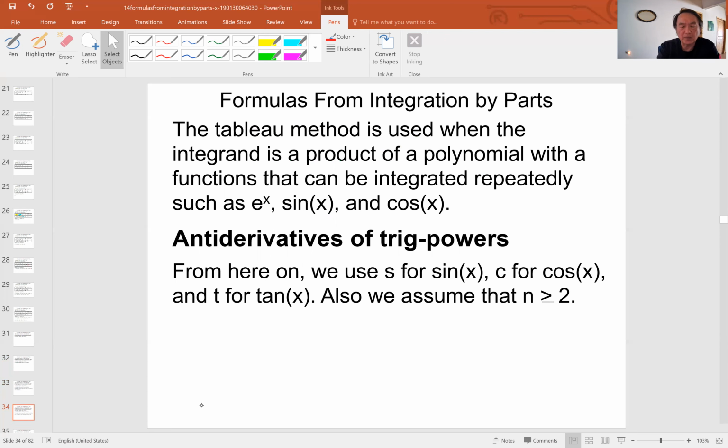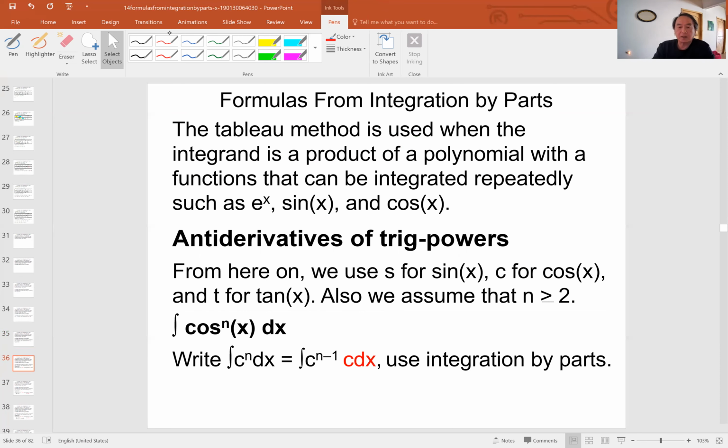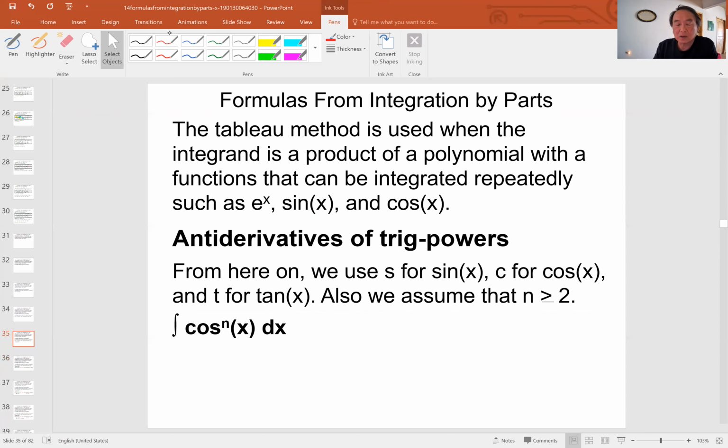Okay, we're going to do some algebra. We're going to simplify, using S for sine, C for cosine of x, and T for tangent of x, just for simplicity's sake. We're going to talk about integrals like cosine to the nth power, sine to the nth power, and tangent, cotangent.